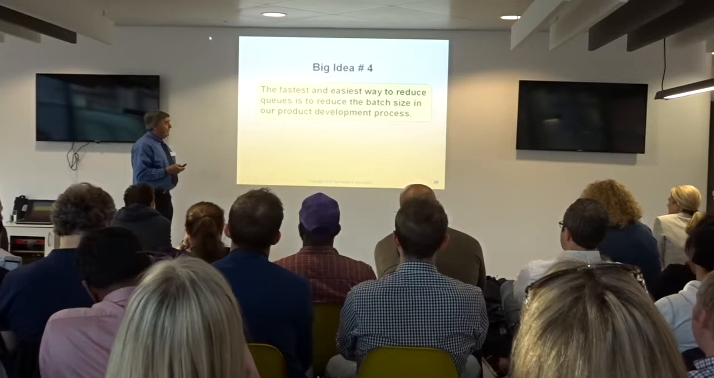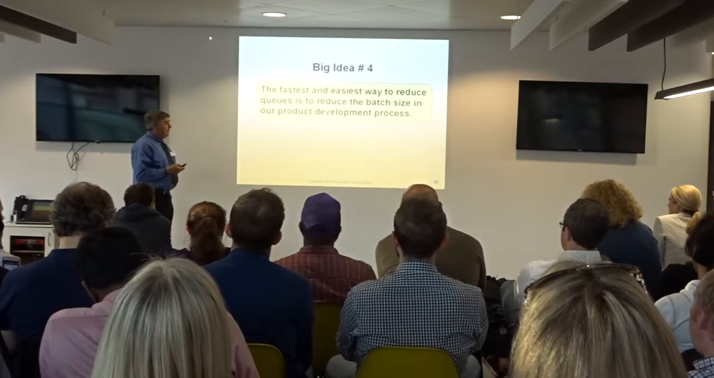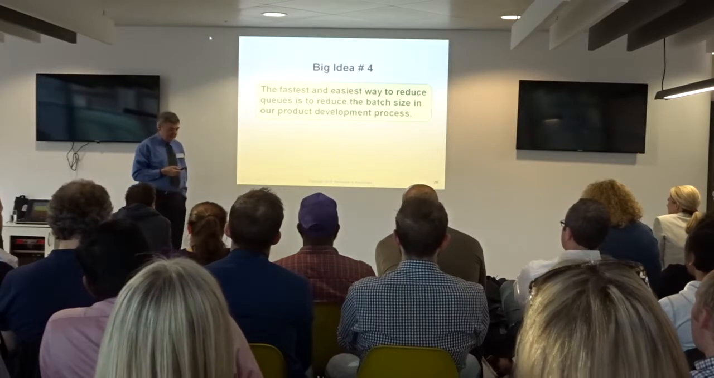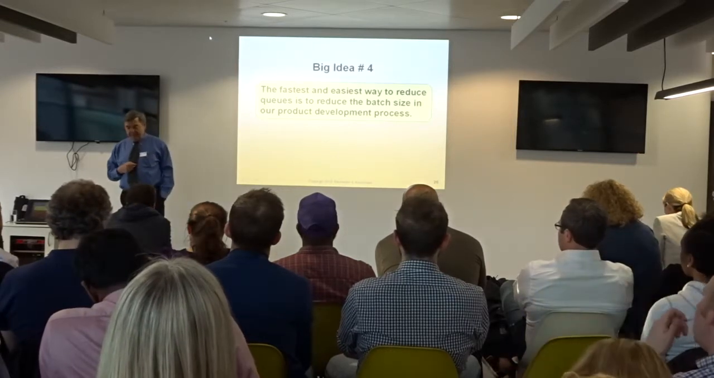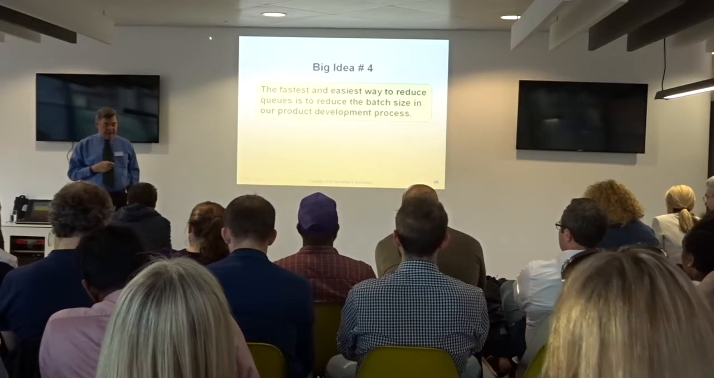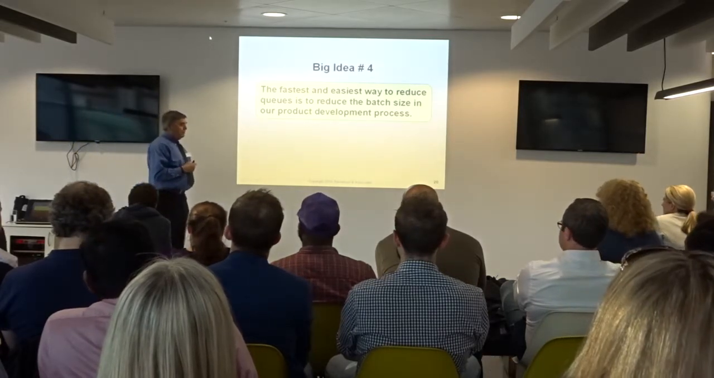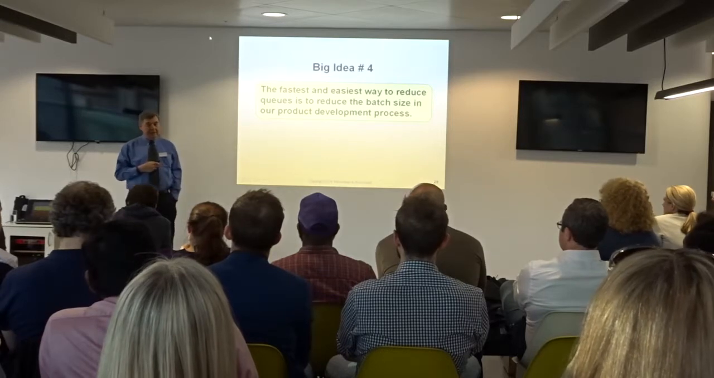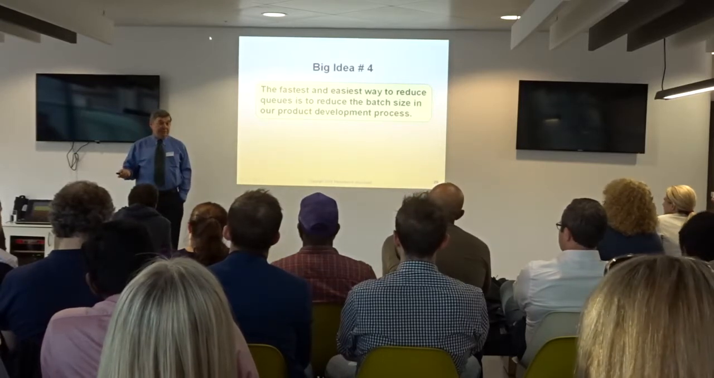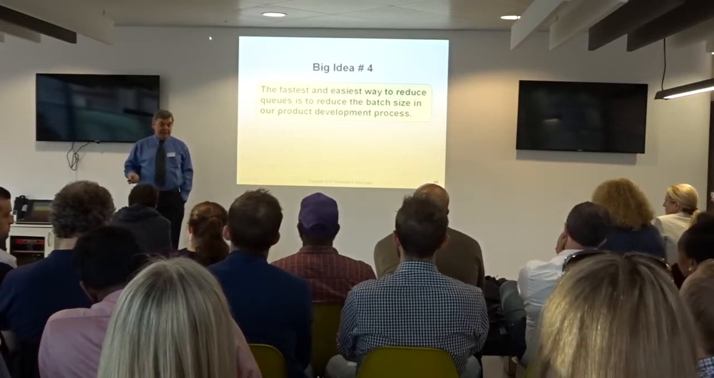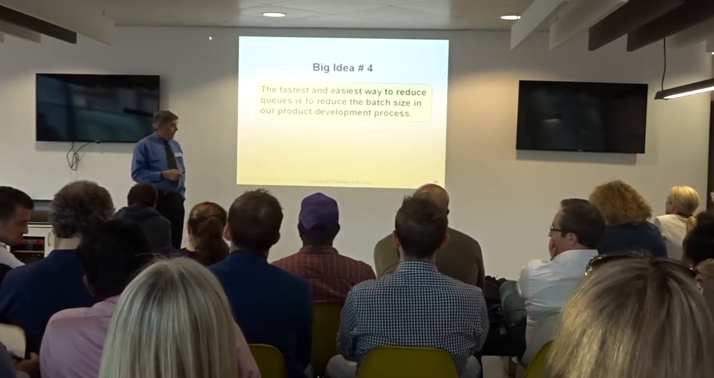Next big idea is the fastest and easiest way to reduce queues is to reduce the batch size in our development process. People tend to think large batches have high economies of scale. I think this is pretty much a done issue in the world of product development, particularly in software development, because you have made massive reductions in batch size in software.